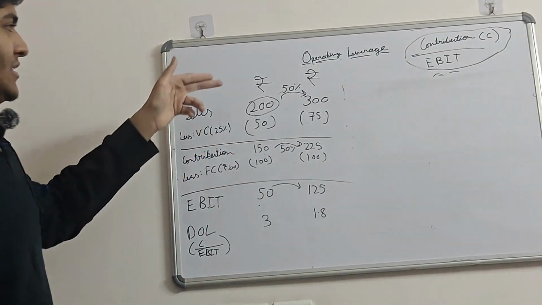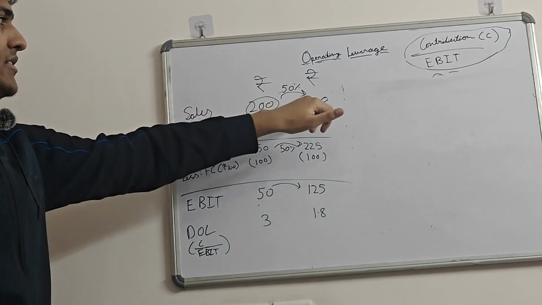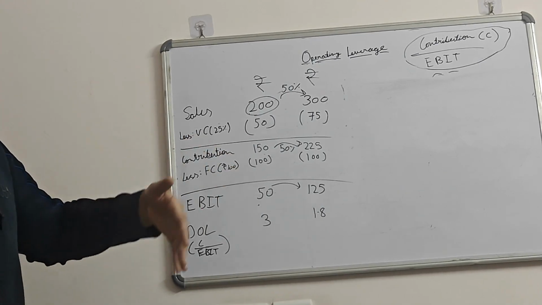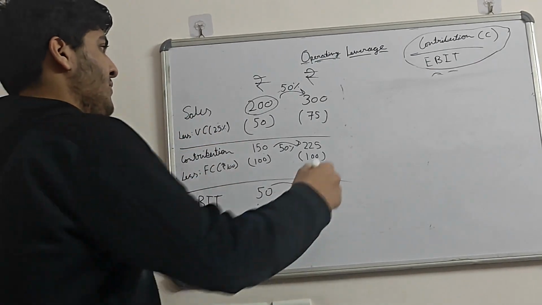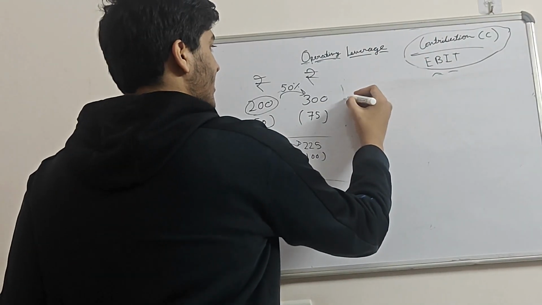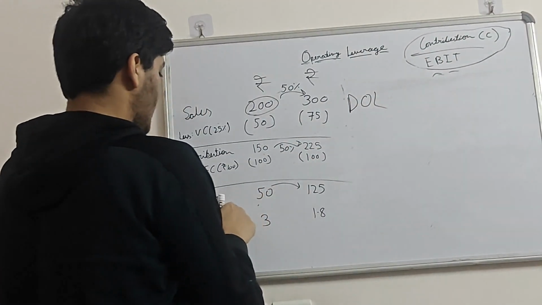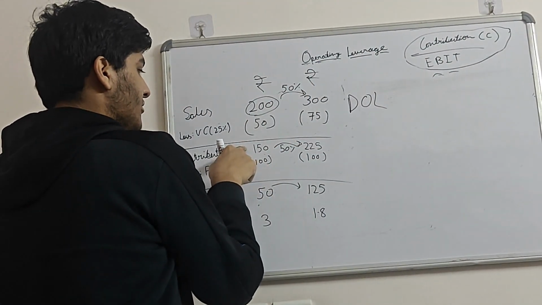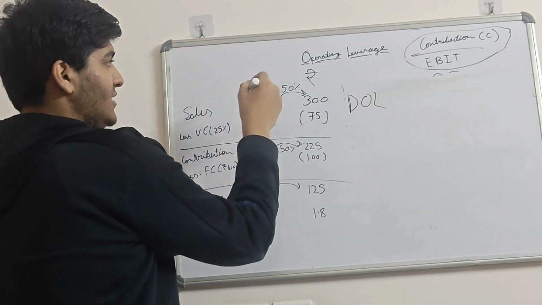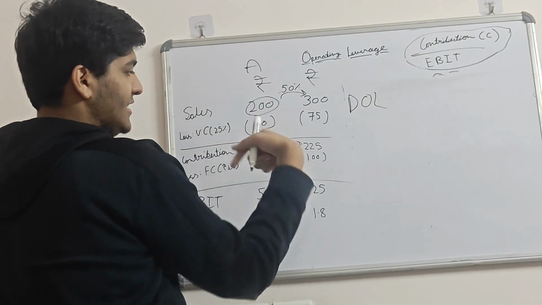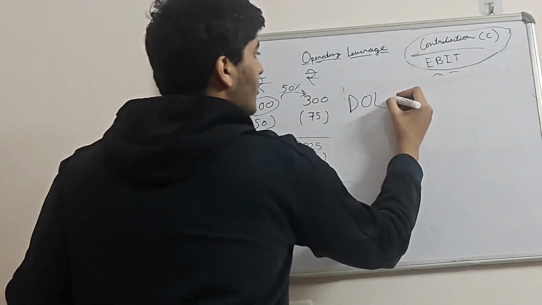I've taken two examples. In one example, sales is 200 and 300. Variable cost is always a percentage of sales, 25%. Fixed cost is a constant 100. Now let's take out the degree of leverage as per your formula, 150 by 50. We are taking this particular case, case A, as the base. So in this, take 150 by 50.